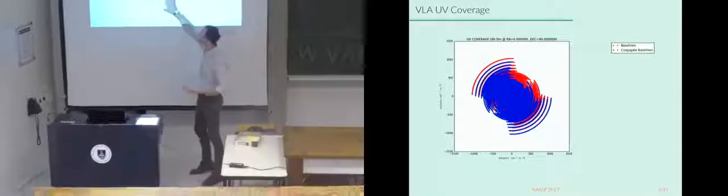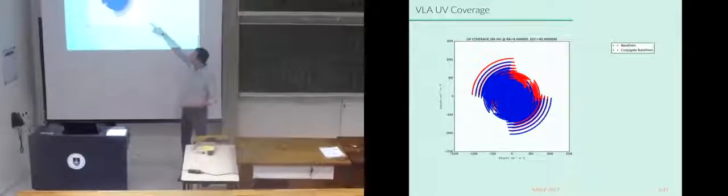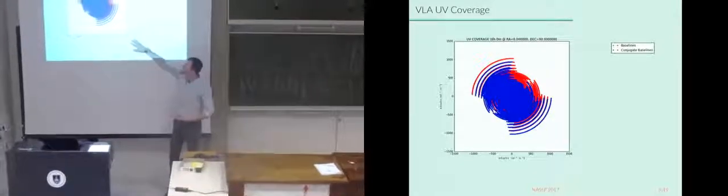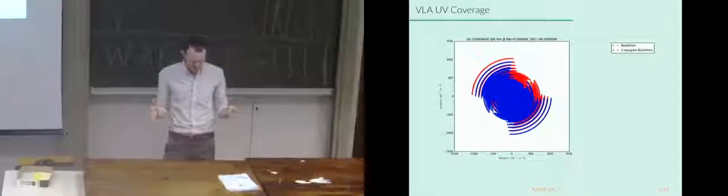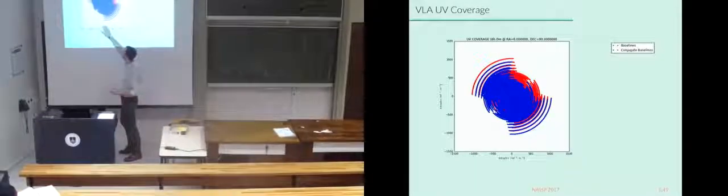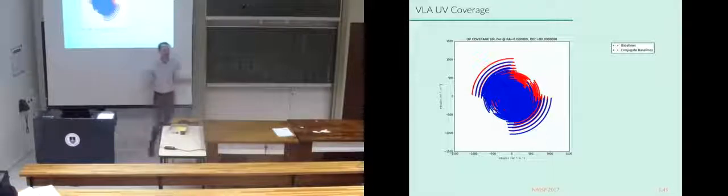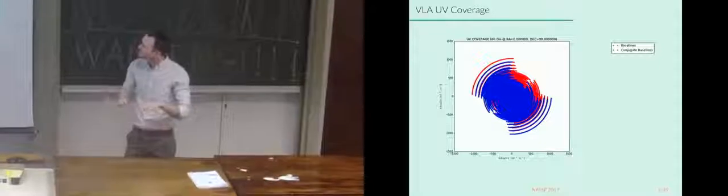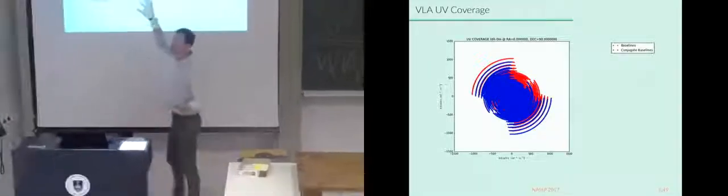You can think of this as some Airy function, but remember, the farther out you are in the UV space, the more you're sampling the higher frequency spatial components. So these outer tracks are really sampling those higher frequency components, giving you a bit more resolution, but they don't fully fill in the UV space, so it's not as nice as this inner core.